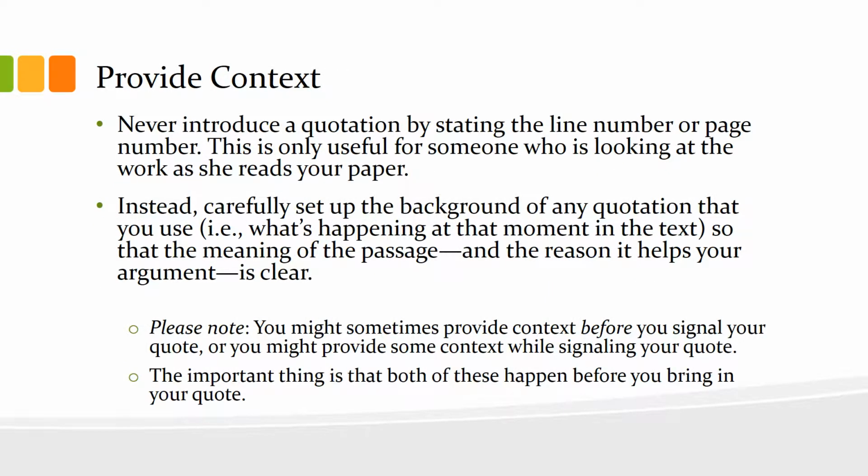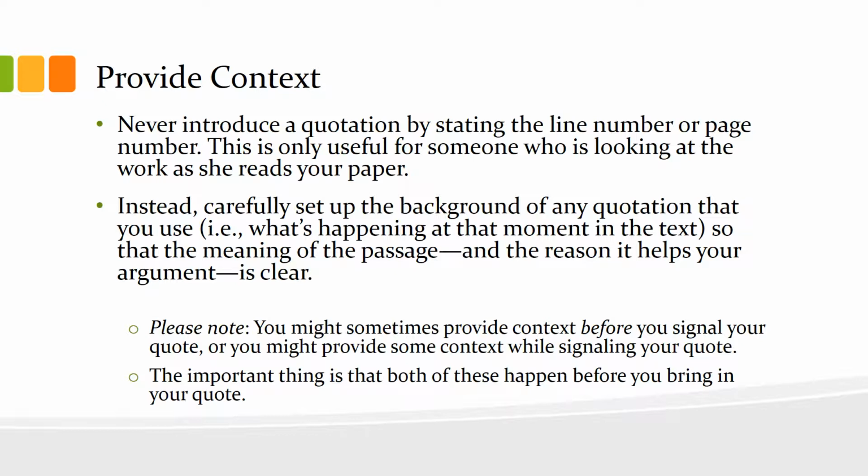In addition to signaling your quote, you also need to provide context or background for your quote. Here are some tips for doing that. First of all, never introduce a quotation by simply stating the line number or the page number on which the quote appears. Something like, on page 33. This is only useful for someone who is looking at the literary work as she reads your paper. And it's going to make your reader cranky if she needs to go back and look through the text to figure out what's going on.